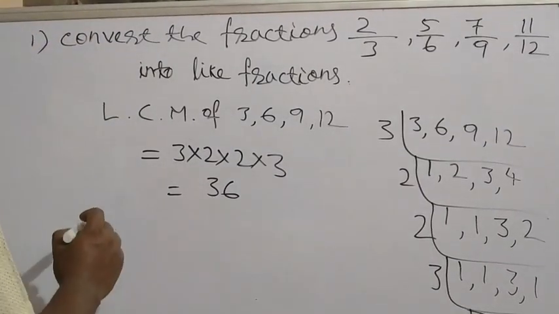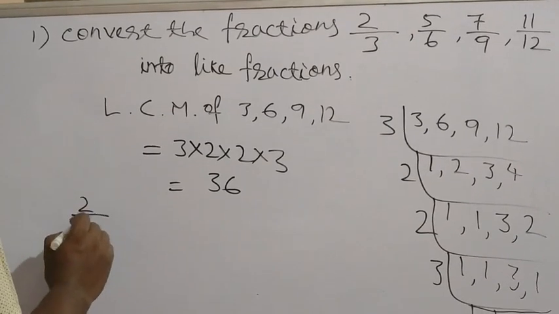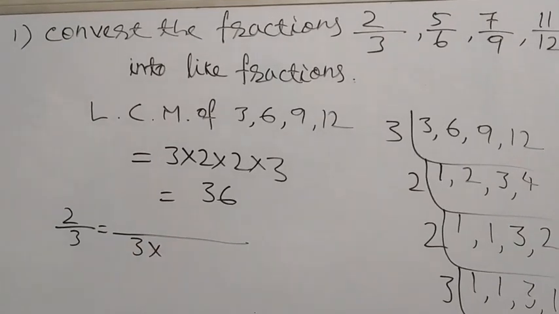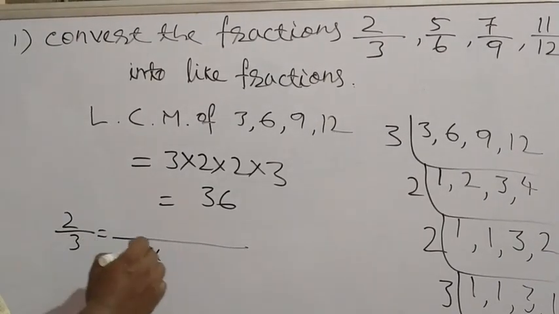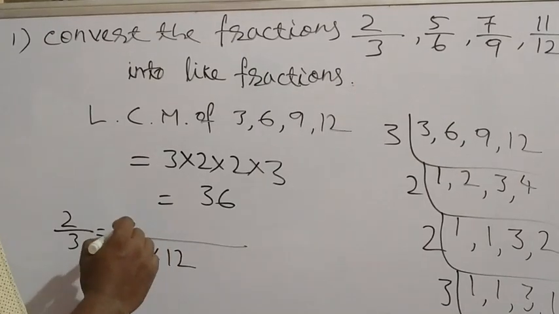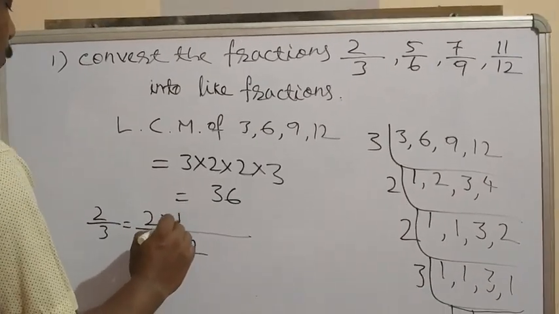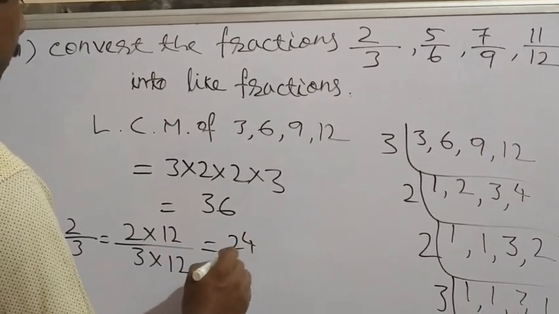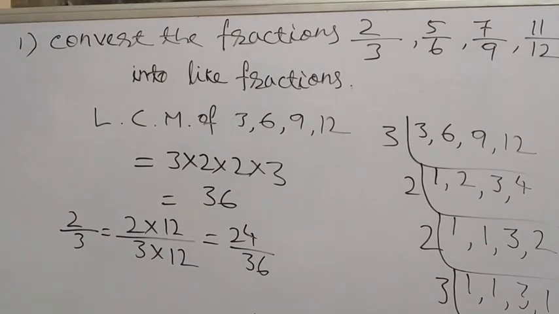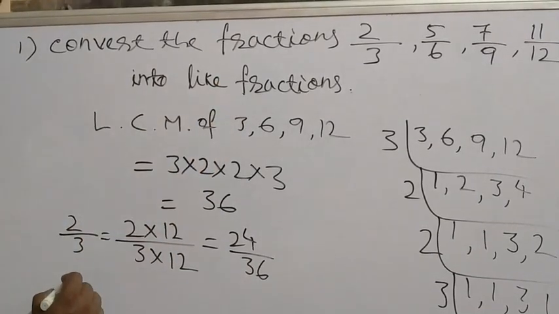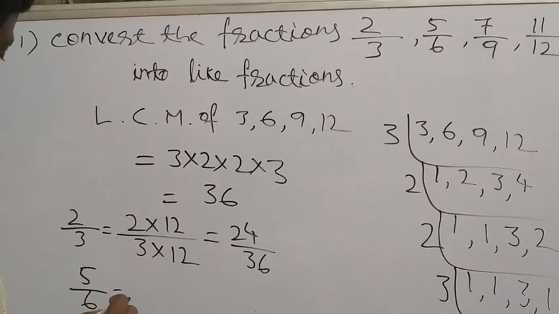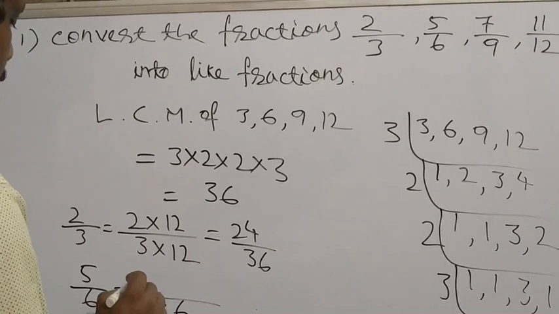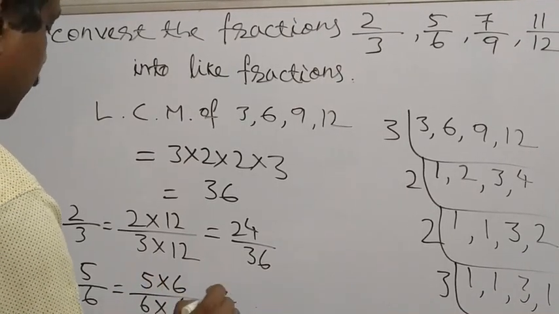Now the first fraction we have to write is 2 by 3. What will we multiply in the denominator so it becomes 36? 3 into 12. So the same number we have to multiply in the numerator: 2 into 12, so it becomes 24 by 36. Then the next fraction, 5 by 6. What will we multiply to get 36? 6. So in the numerator also you have to multiply the same number.